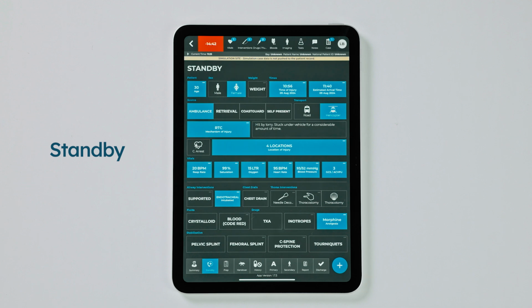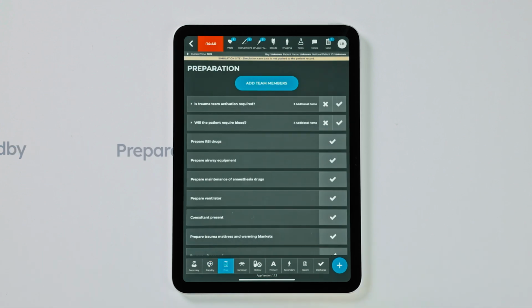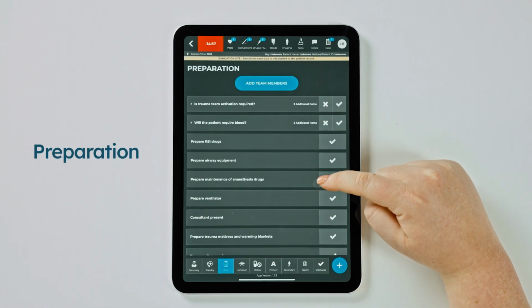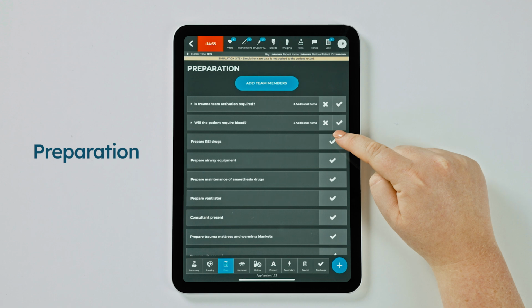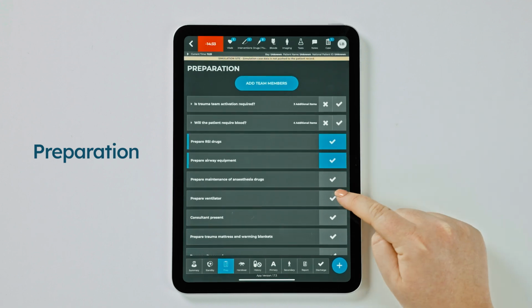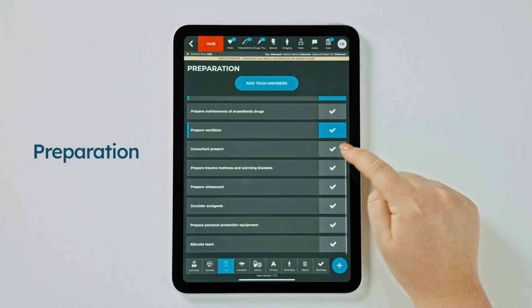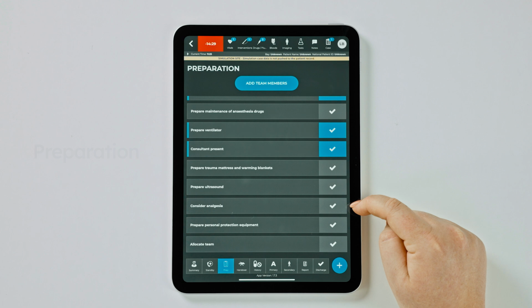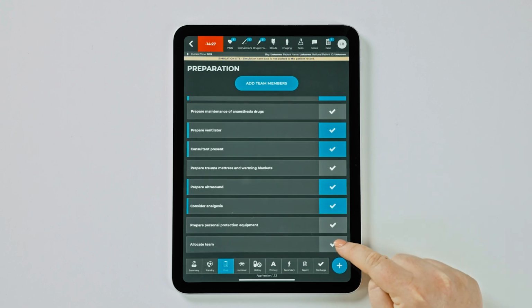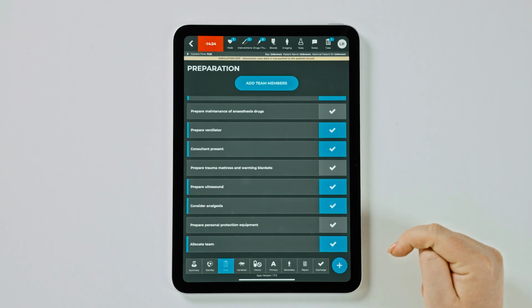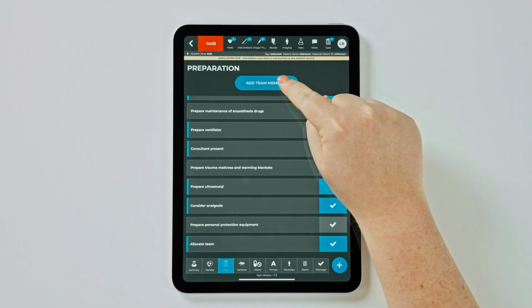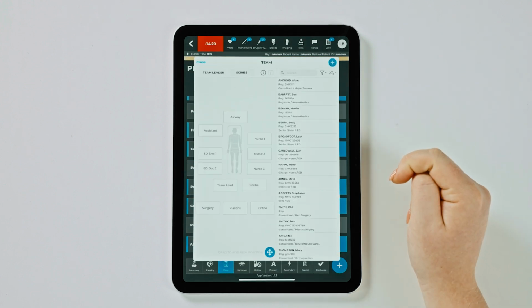Whilst waiting for the patient to arrive, the team move on to the preparation section and begin to fill in the preparation checklist, ensuring that RSI drugs and airway equipment are ready for the patient, the ED consultant is present, along with the ultrasound analgesia. As the members of the team start to arrive, the Add Team Members screen is open.